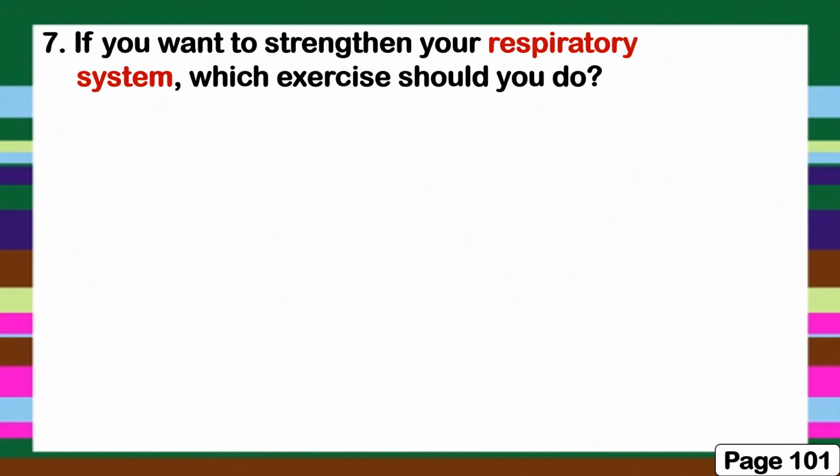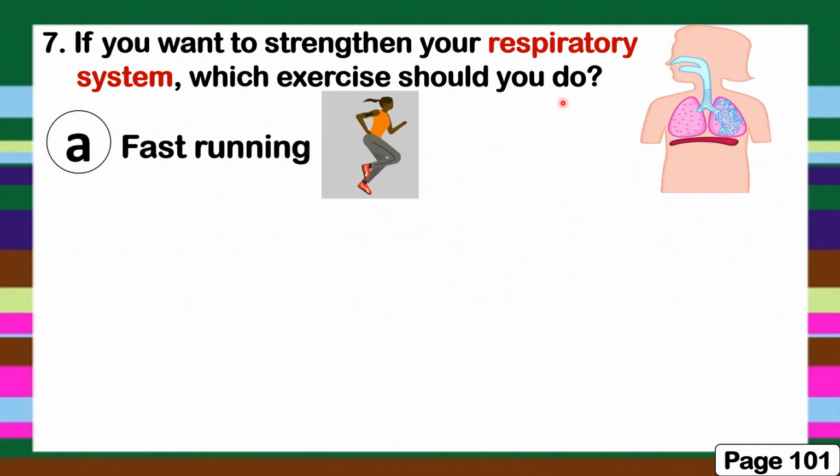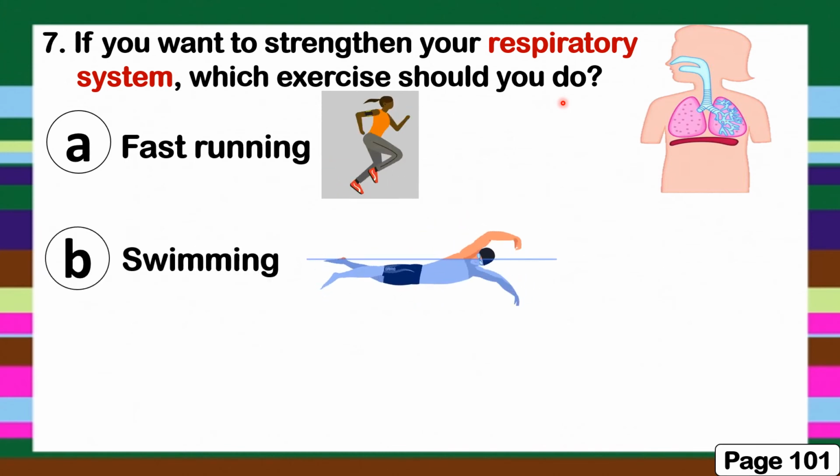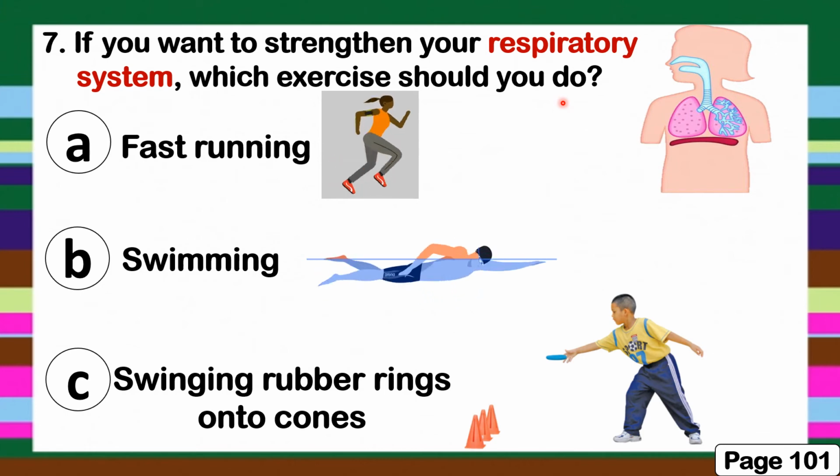In number 7, if you want to strengthen your respiratory system, which includes your lungs for breathing, which exercise should you do? Letter A, fast running. Letter B, swimming. Or letter C, swinging rubber rings onto cones.